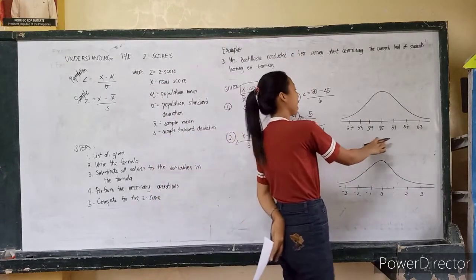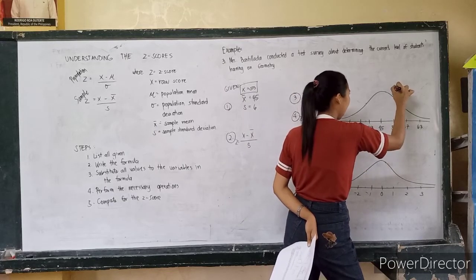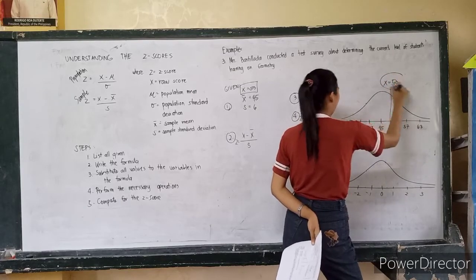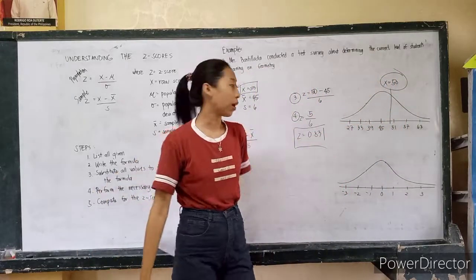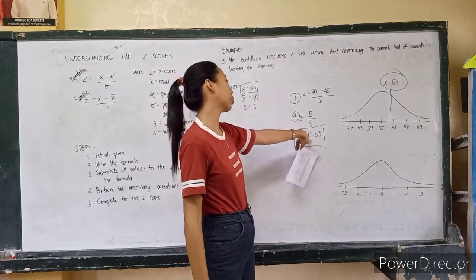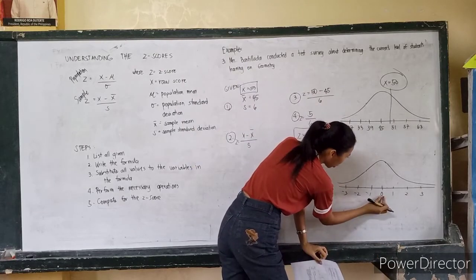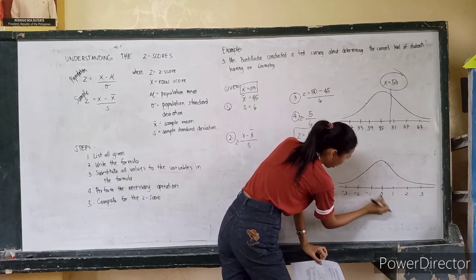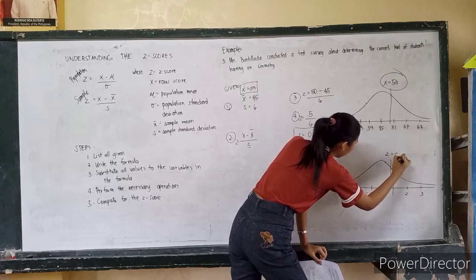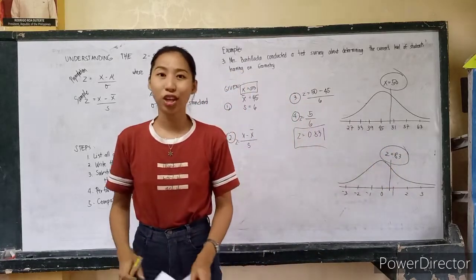x is equal to 50. It is found somewhere here, closest to 51. So, butang nato dinhi, this x is equal to 50. Okay, last part, if you're going to locate your z is equal to 0.83 in your standard normal curve, it is closest to 1 than to 0, correct? So somewhere here, z is equal to 0.83. So pareha ang dagway sa duha.